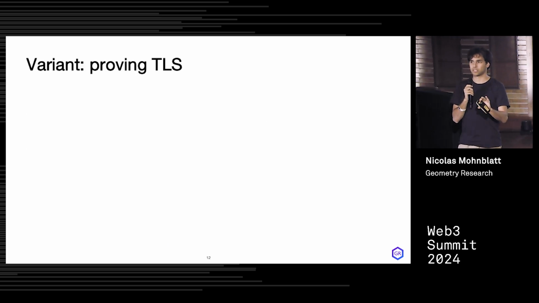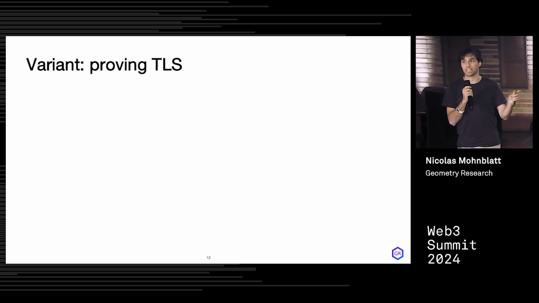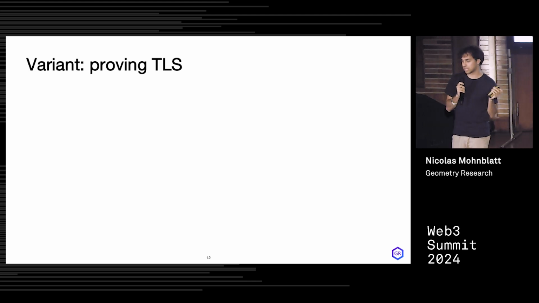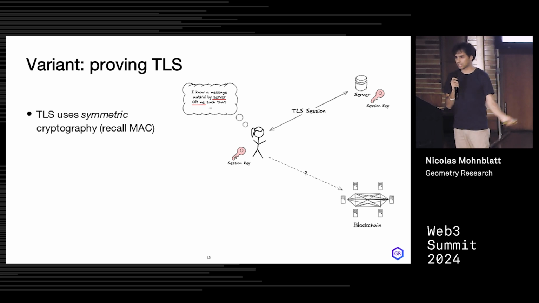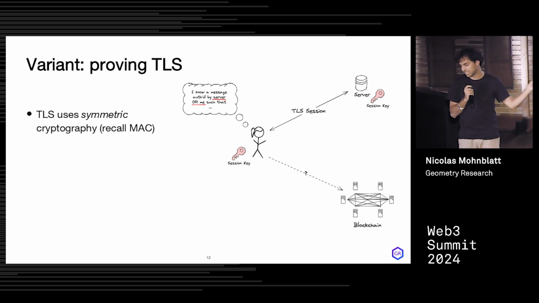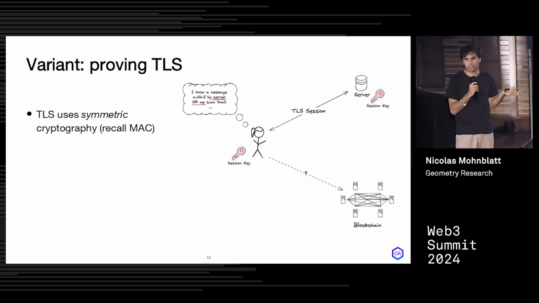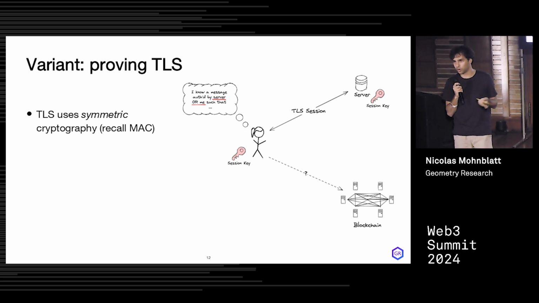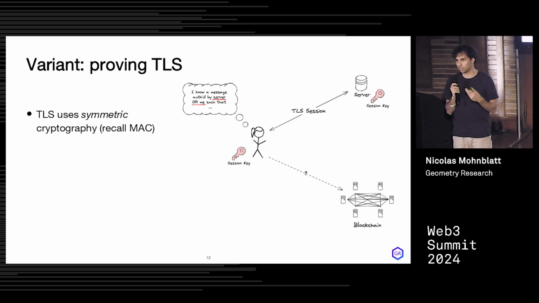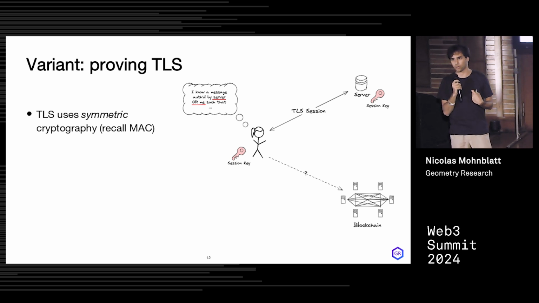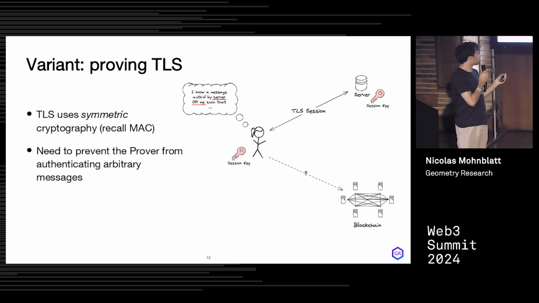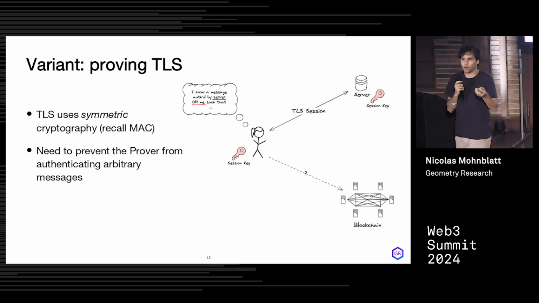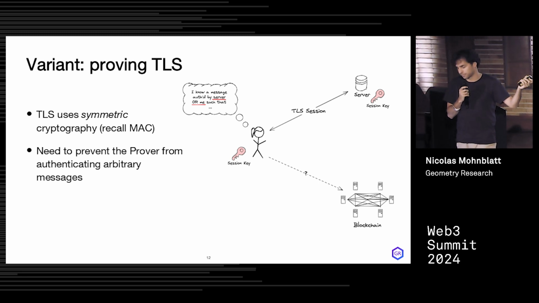A little variant on this topic. I did mention these TLS oracles fall in the same category. The problem is TLS uses symmetric cryptography, if you remember the max from earlier. So the setting now looks like this. Alice and the server have the session key, and now if she's trying to convince us of something, she's going to say, hey, I know a message authenticated by the server or me. And that's not okay. We can't trust Alice. So we need to prevent the prover from authenticating arbitrary messages. So we need to take the key away from her.